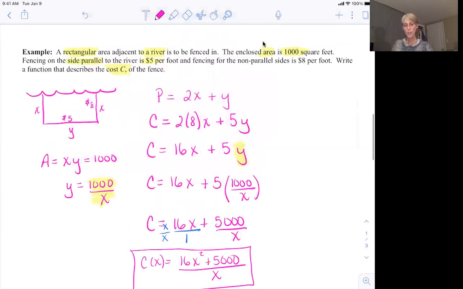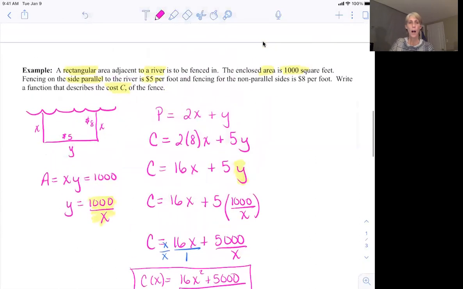Okay. So those were just a couple of real simple building functions that we may see in the future with our rational functions.